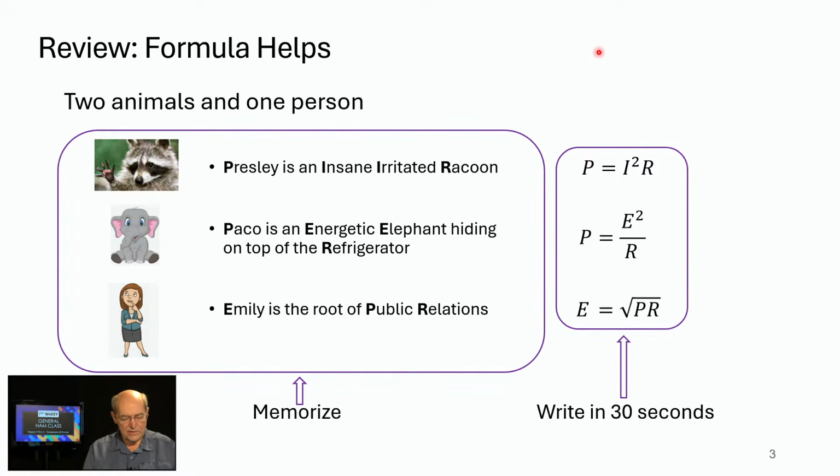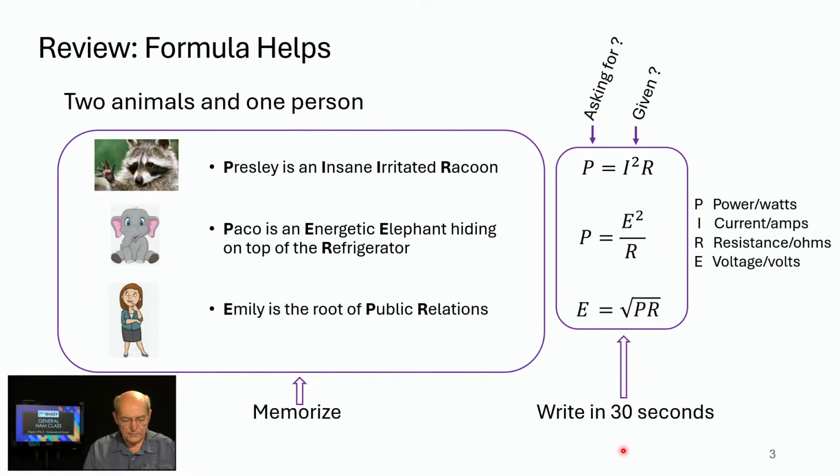The way that we figure these out is that we go through a sequence of asking what's going on, what are we being asked for, and then which formula happens to include I and R, or E and R, or P and R. So first scary word, see if you can memorize these. Secondly, see if you can write these out in 30 seconds. And if you need to, go ahead and include these as part of your memory dump sheet.